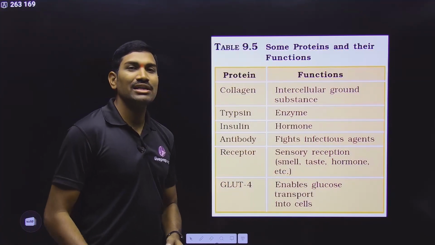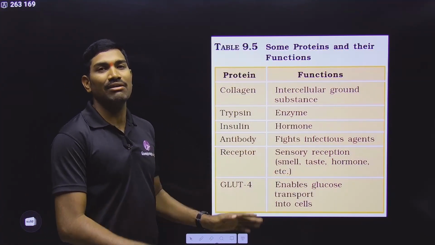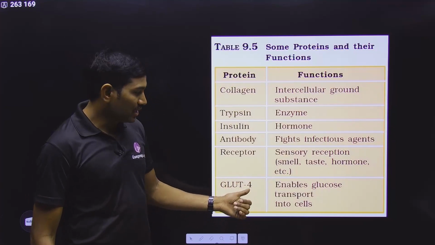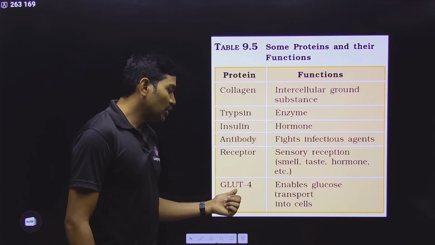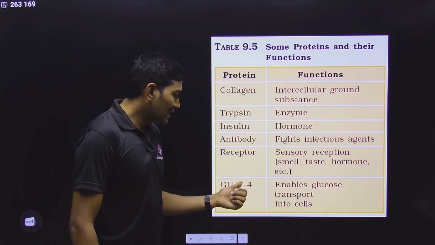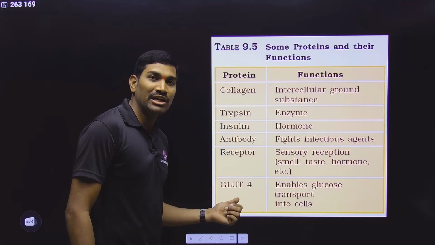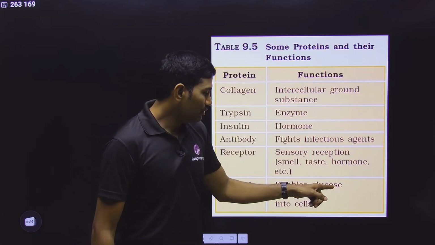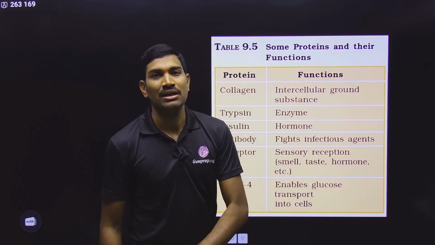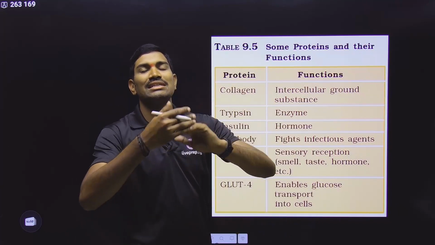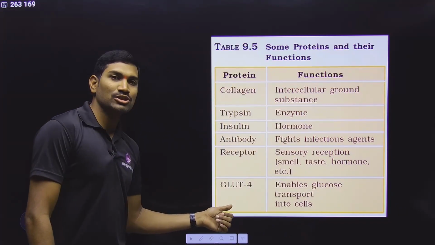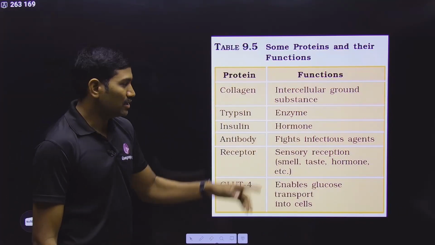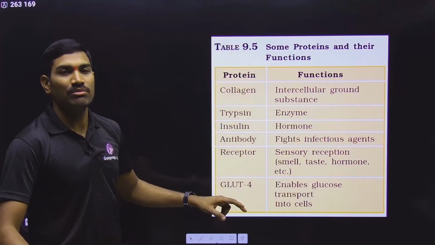Next one, GLUT4 is a protein. Directly, it is an example they have given. So GLUT4 is a protein, and what is it doing? GLU means glucose, T means transport. So it is helping in glucose transport. That's why it enables glucose transport into the cells. From the outside, the glucose is entering into the cells. For this particular transport, this particular protein is important. So this entire table also you need to remember.